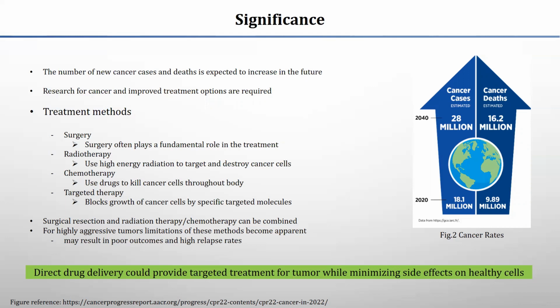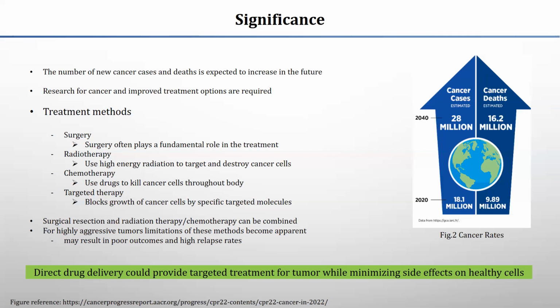Surgery is the primary treatment for removing tumor masses. Radiotherapy utilizes high-energy radiation, while chemotherapy uses drugs to kill cancer cells throughout the body. Targeted therapy blocks cancer cell growth with specific molecules. After surgery, radiotherapy or chemotherapy aims to eliminate or reduce cancerous growth. However, aggressive tumors have high fatality rates, and existing treatments may yield poor outcomes in relapse.